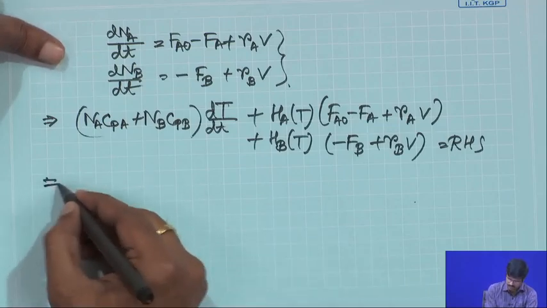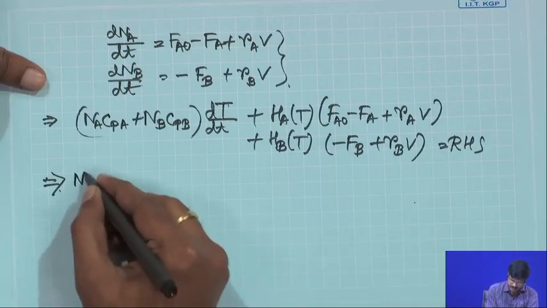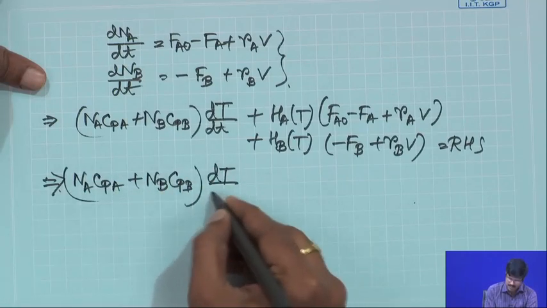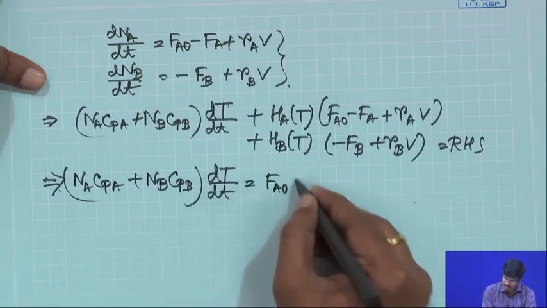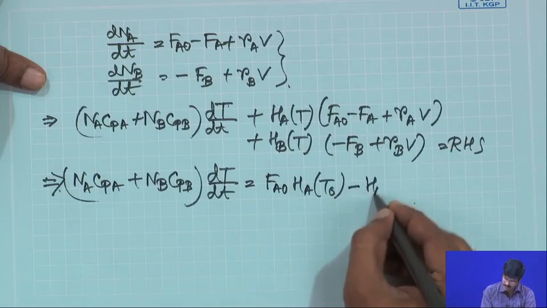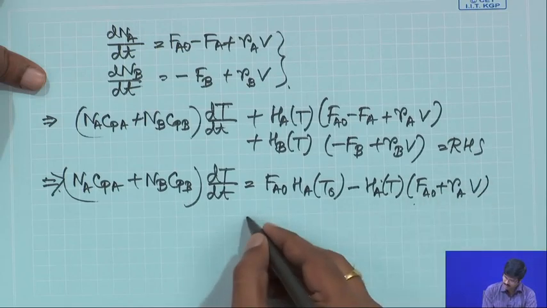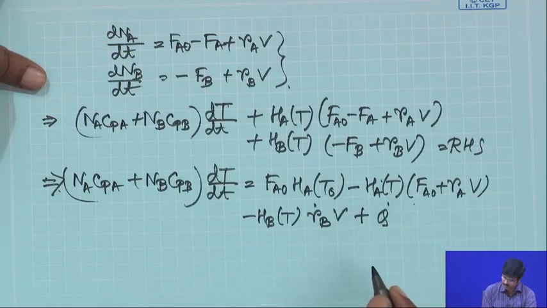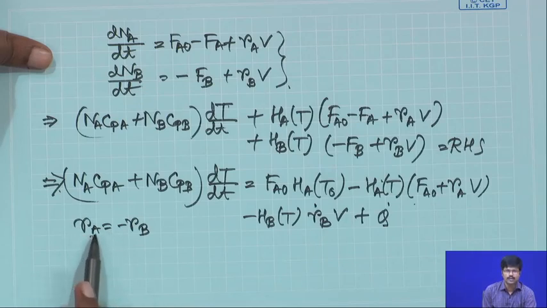So, ultimately if you take this on the right side and work it out by yourself, it will be coming as something like this: NaCPA plus NbCpB dT/dt equals Fa0 (HAT0 minus HAT) into Fa0 plus RAV minus HBT into RBV plus Q dot, and remembering that RA is nothing but minus RB, okay, the rate of destruction of this is the rate of formation of this.